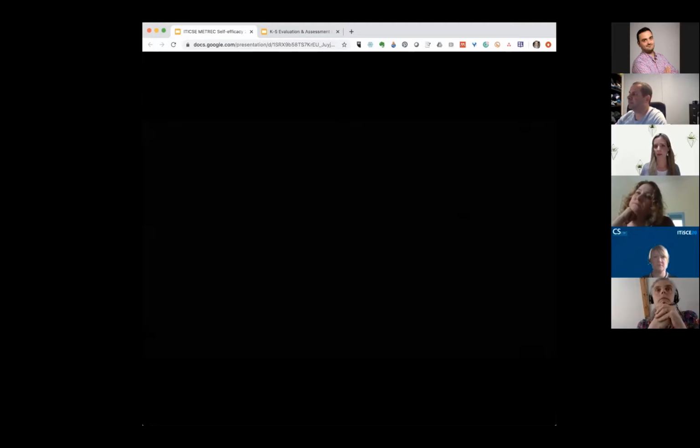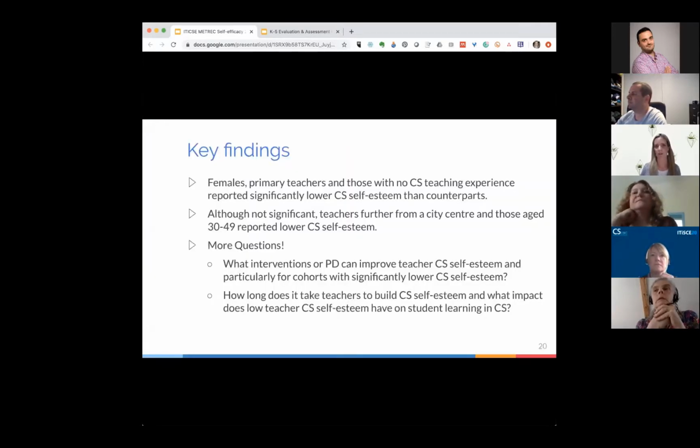So just wrapping up with the conclusions, we found that females, primary teachers and those with no CS teaching experience reported significantly lower self-esteem than counterparts. Although not significant, teachers living further from a city centre and those aged between 30 to 49 reported lower self-esteem. Previous work looking at challenges faced by CS teachers found that teachers initially struggle with teaching computer science because of their limited content knowledge. And so measuring content knowledge and self-esteem or self-efficacy would be worthwhile.